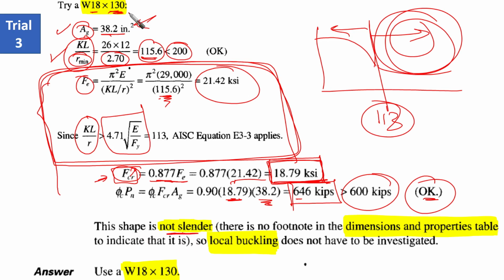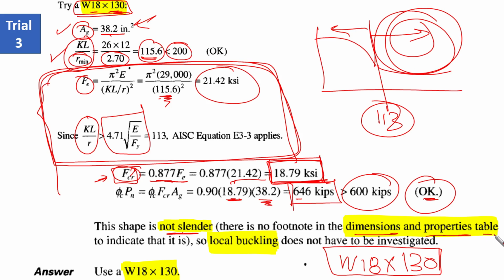Okay, our shape, the shape here that I'm talking about, which is wide flange 18 by 130, is not slender. Who says that? Because there is no footnote in the dimensions and properties table to indicate that it is. So what is the meaning of this? Local buckling does not have to be investigated for this section.